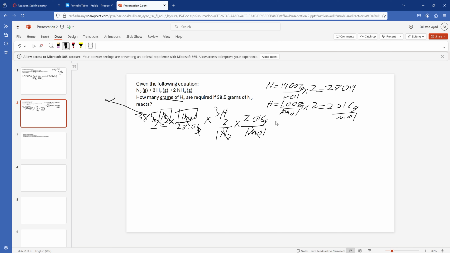So we'll take 38.5 divided by 28.01 times 3 times 2.016. And I find 8.313 grams of H2. It's a good idea to get in the habit of including that unit and chemical identity at the end, even if you don't put it into the exam and the homework system. It's just going to help you to check your work.